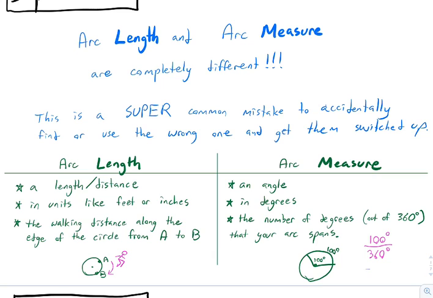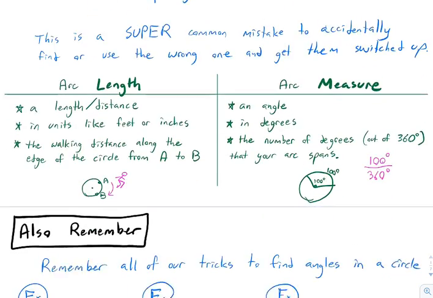So even though it's still a 100-degree arc measure, because the circle is larger or smaller, the arc length is vastly different. But the big difference here is arc length is a length. It is a distance. It is in a unit of measure like feet or inches or centimeters or kilometers. Okay. So I want to be really clear about that. I'll kind of bring that up as we move along.